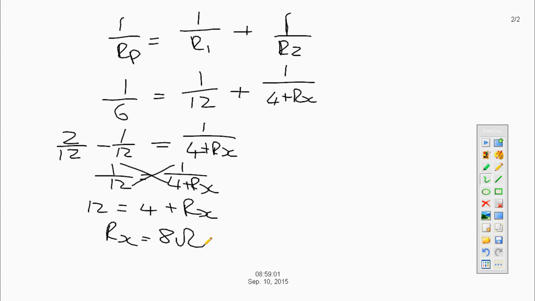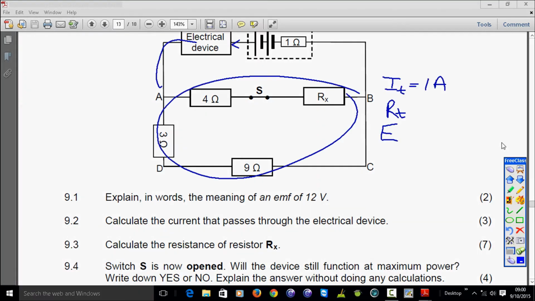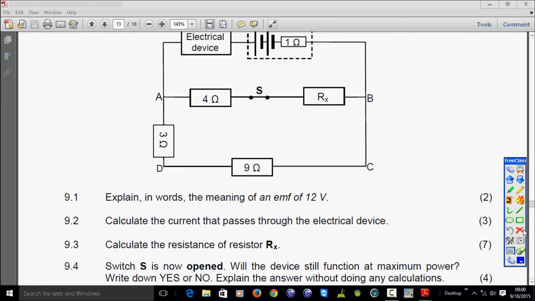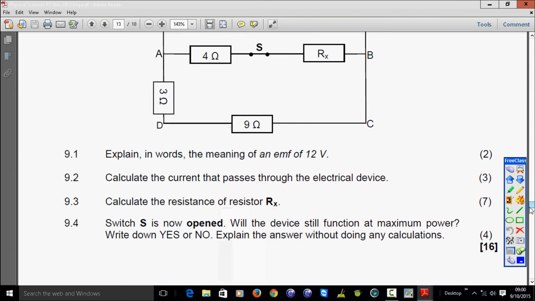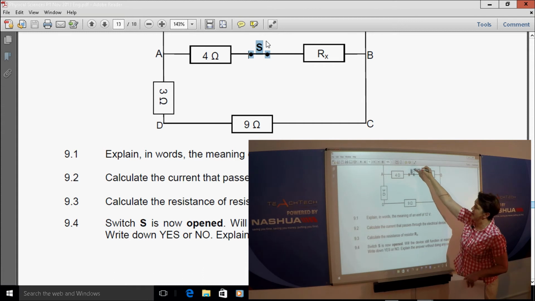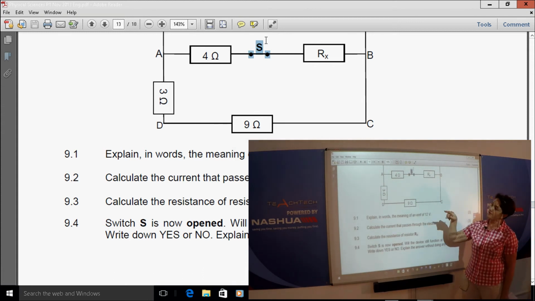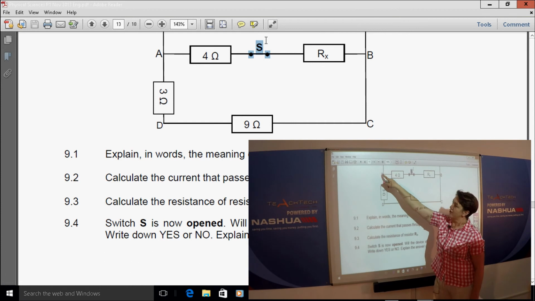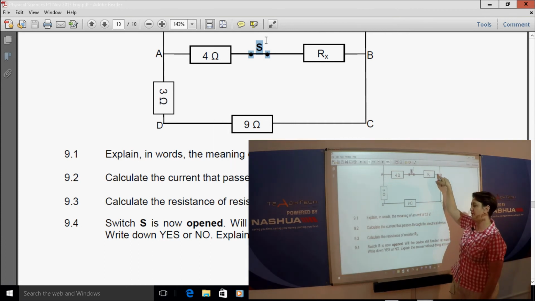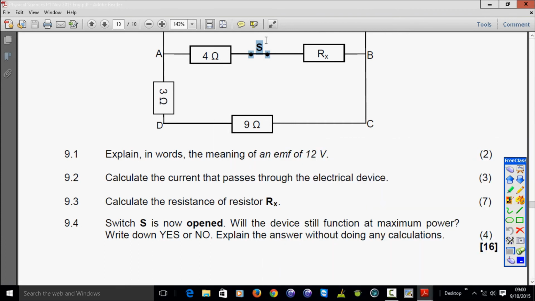Yes, quite difficult. Alright, the next question is to now look at what will happen if we work with the switch. Now the switch S is now opened. So the moment this switch is opened, it will mean that my current will now not be able to flow through that part of the circuit. Will the device still function at a maximum power? Write down yes or no and explain the answer without doing any calculation.